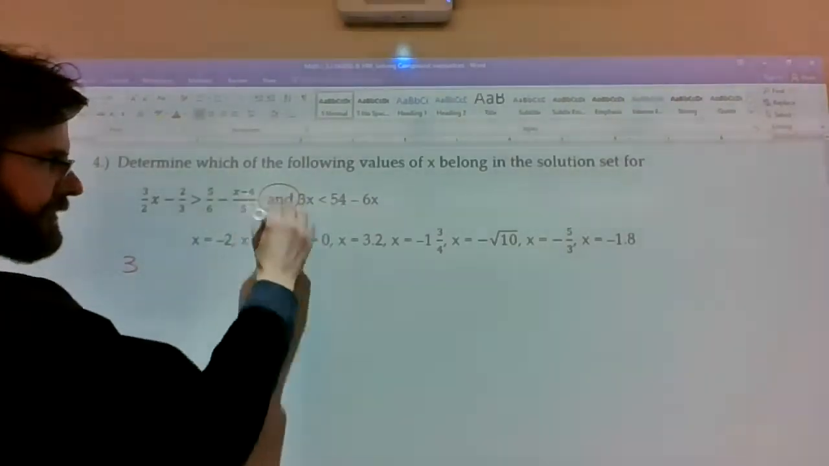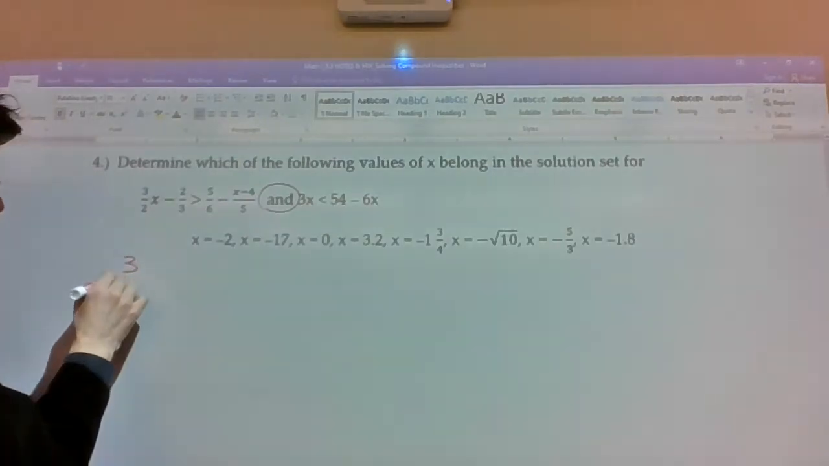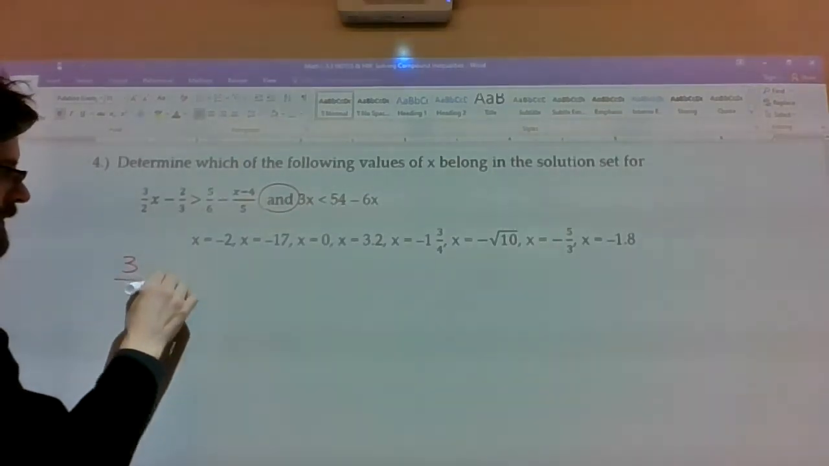So the only difference is I put an "and" here instead of an "or" on number 3. And there's fractions. Lots of them.